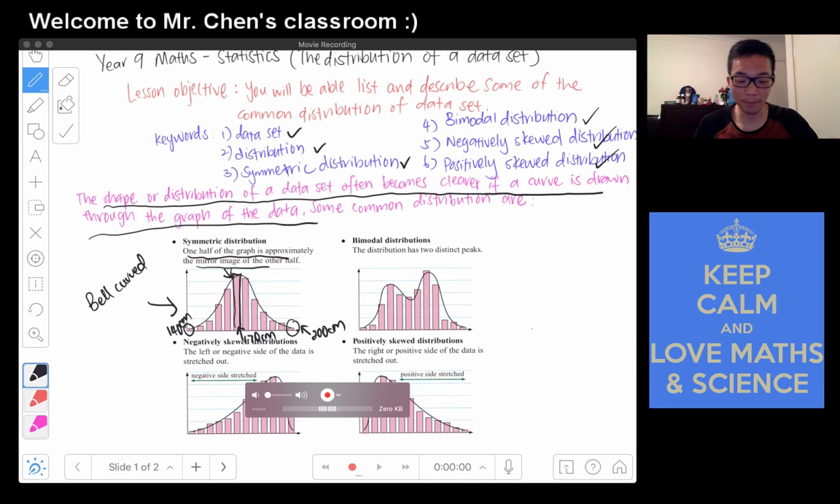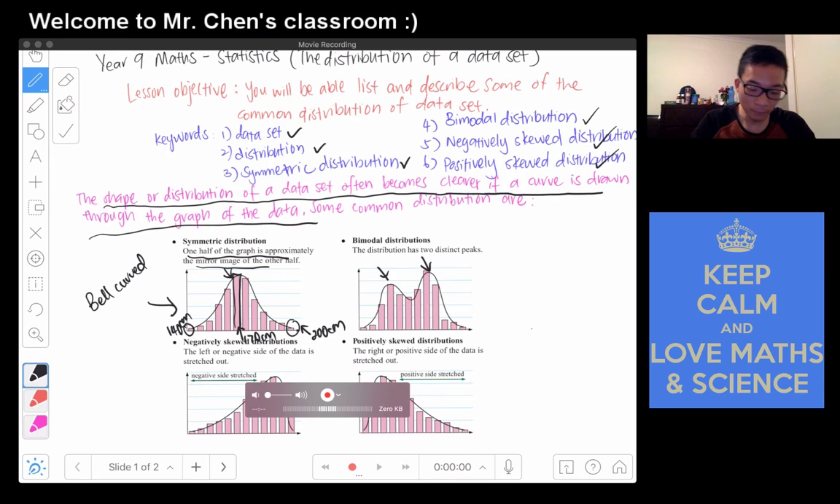The second one is bimodal distribution. Bimodal means two. Bi means two. One way to easily remember is if you see bimodal distribution, it means you see two peaks in the data. So if this is the height of, no, I wouldn't say height. I will pick something like how busy a takeaway shop is throughout the day.